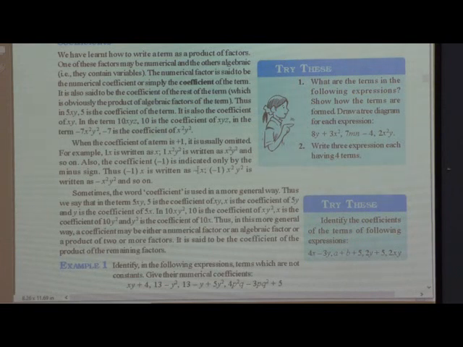It may be positive or it may be negative, that is, minus. So minus x square y square is written as minus x square y square, and so on. We don't write minus 1 x square y square. So we have learned about the coefficient.